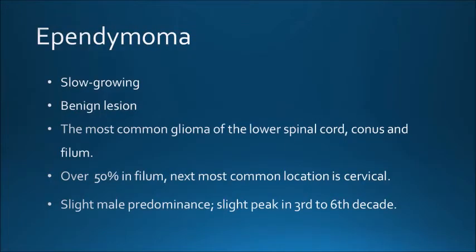Now coming to the intradural intramedullary spinal cord tumors. Ependymoma is one of the commonest intramedullary spinal cord tumors. They are actually slow growing and benign lesions, and the most common glioma of the lower spinal cord, conus medullaris, and the filum are the ependymomas. Over about 50% of these filum terminale tumors are actually ependymomas, and they can also occur in the cervical cord.